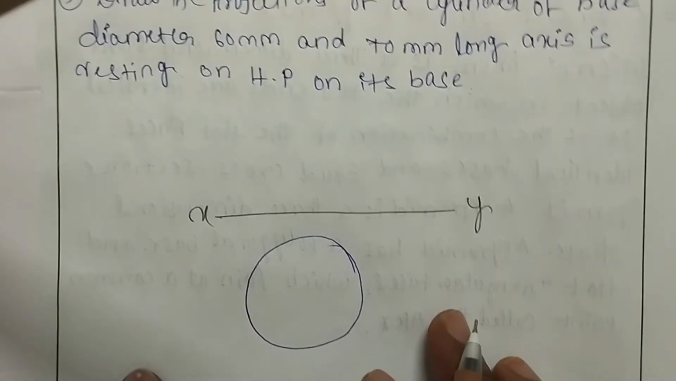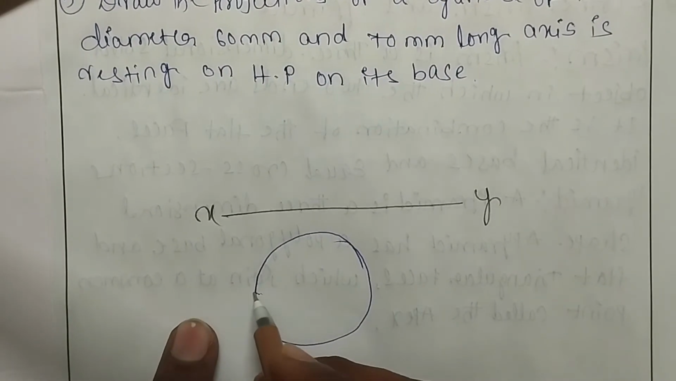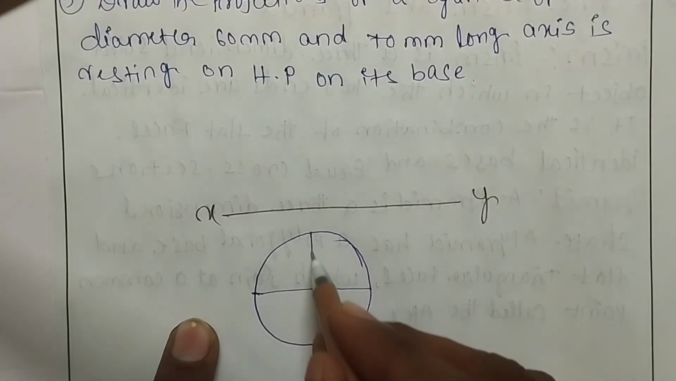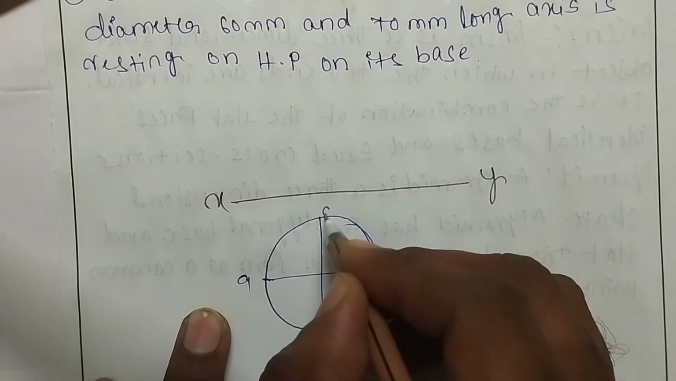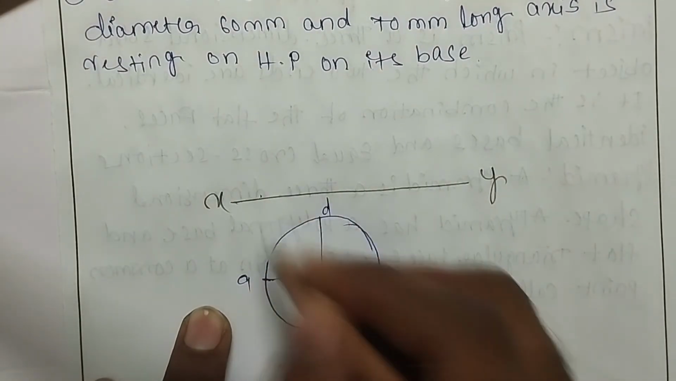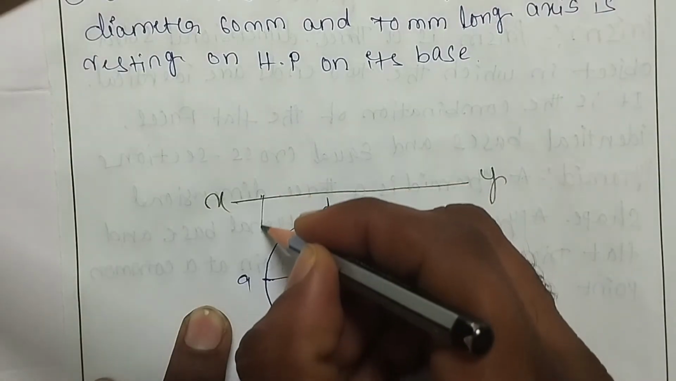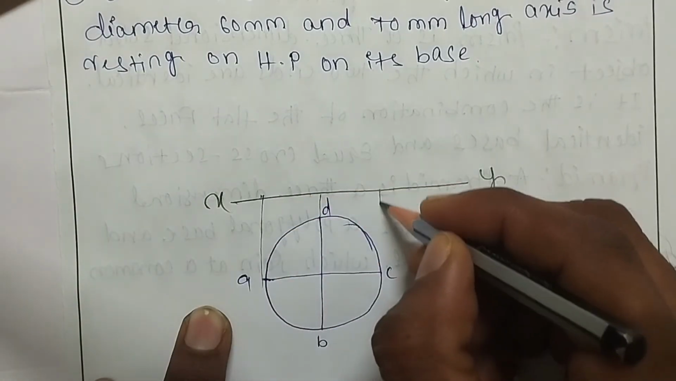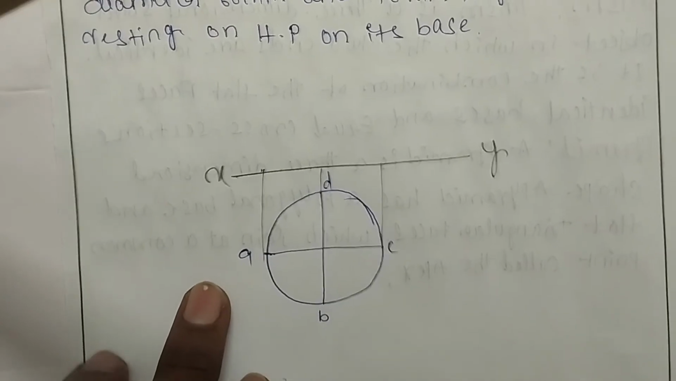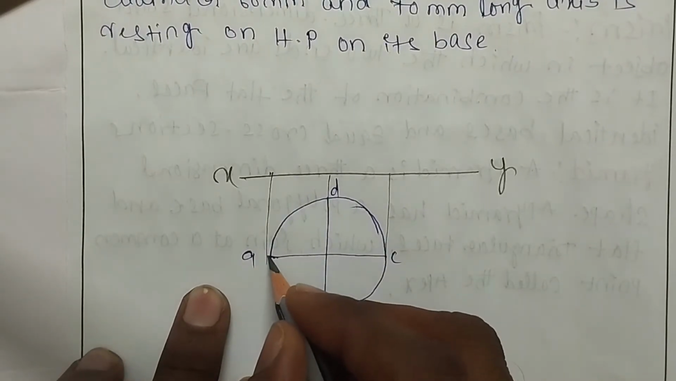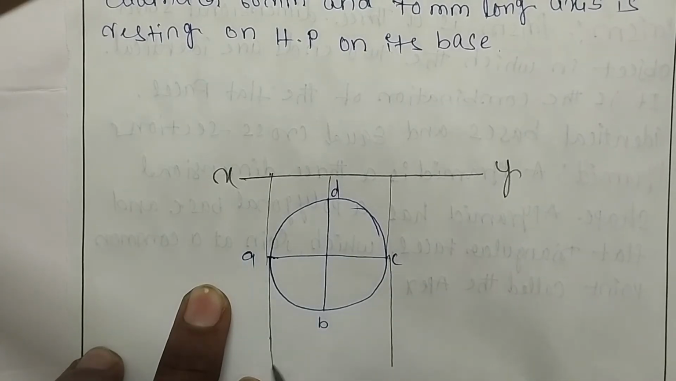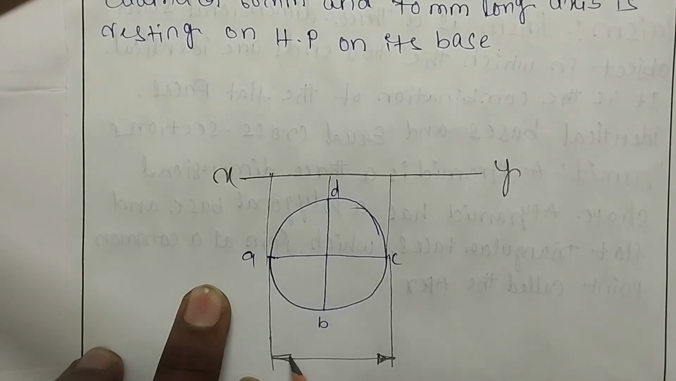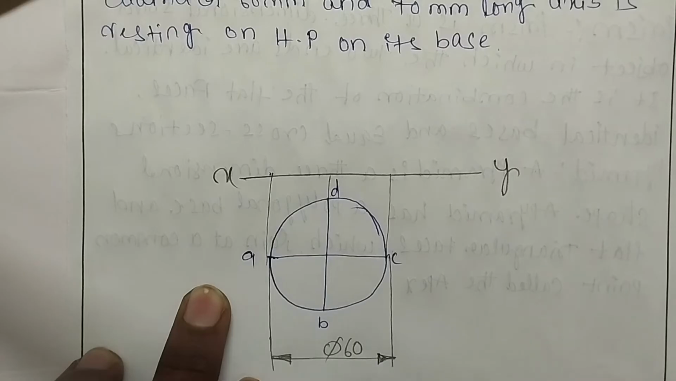Next, we need to divide this into some equal number of parts. I am going to divide this into only 4, using A, B, C, D. Next, I am extending these corners towards the reference line as 1, 2, 3 and 4. The diameter of the base of the cylinder is 60.